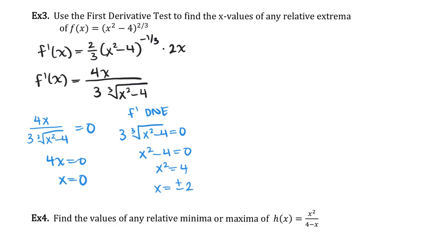Okay, let's just check the domain on the original function. This is a polynomial. I'm squaring it, which is fine, and then I'm doing a third root. You can take the third root of positives and negatives, so there's no domain restriction. So all my points should be valid for better or worse. So I'm going to make a number line. I'm going to include 0, 2, and negative 2, and I'm going to put them in order.